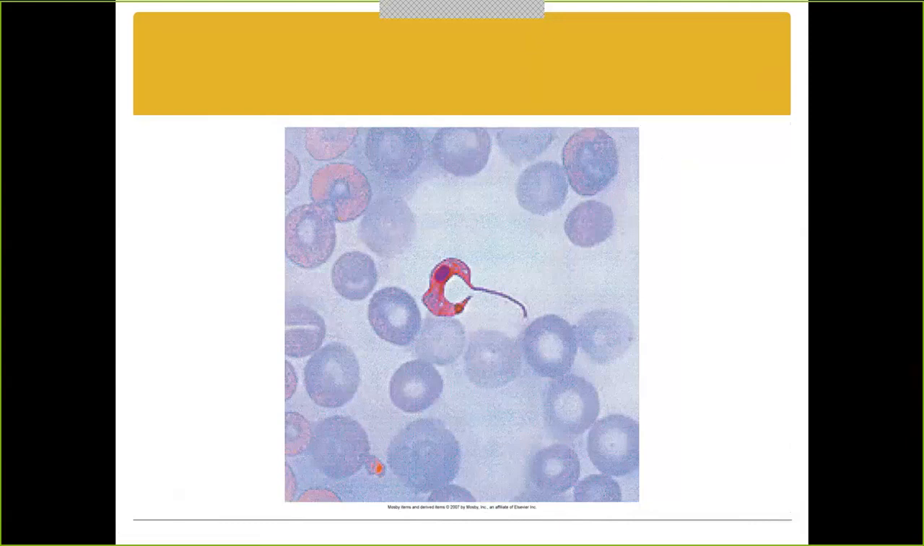So there are 3 different Trypanosomas to remember. Trypanosoma cruzi is the one that causes Chagas disease, and it is passed by the reduviid or kissing bug, and that is found in the United States. And then you have your 2 Trypanosoma brucei that are found in Africa, and they are both passed by the tsetse fly. You have Trypanosoma brucei gambiense, which is Western sleeping sickness, and then you have Trypanosoma brucei rhodesiense, which is Eastern sleeping sickness.